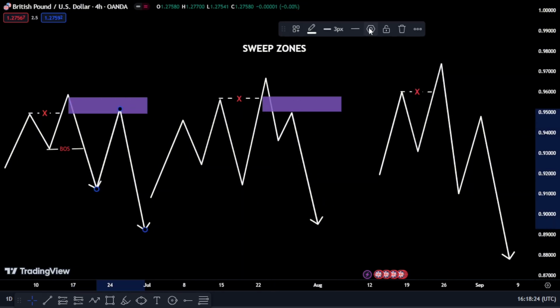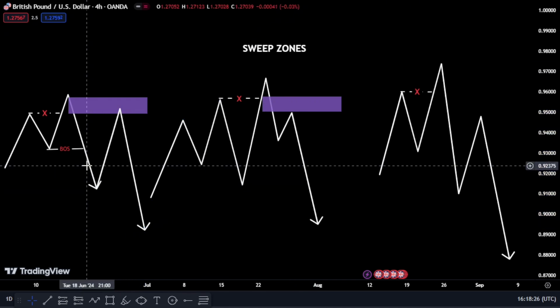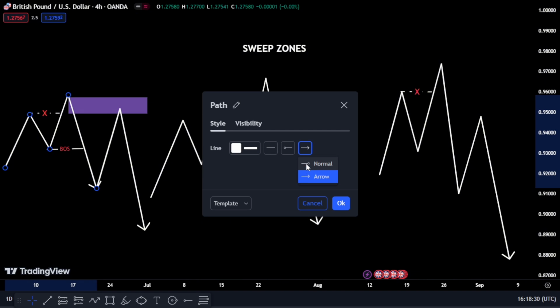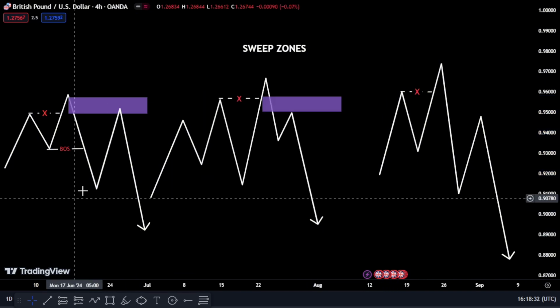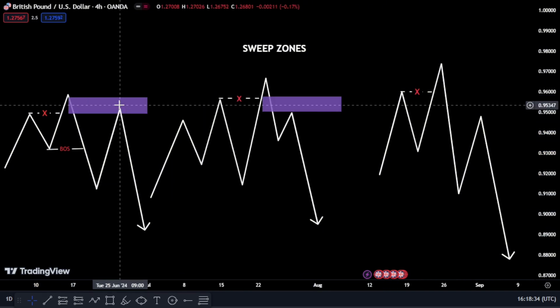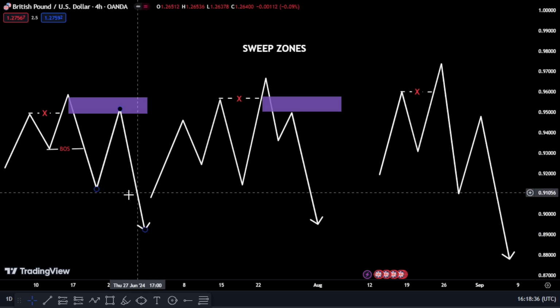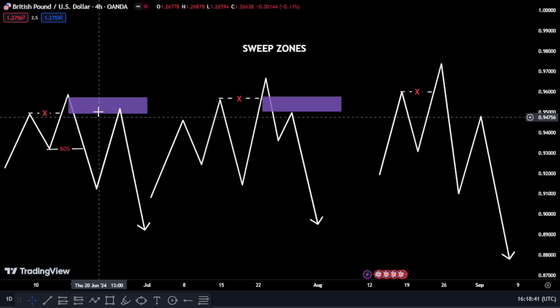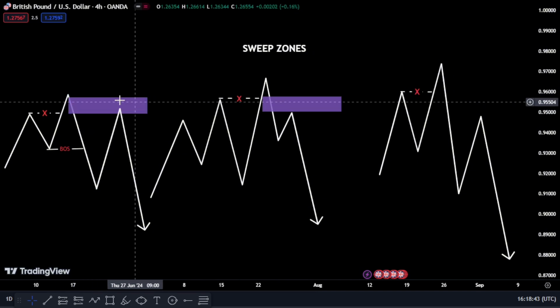So you don't want to be getting yourself stopped out. You don't want to be getting trapped. You don't want to be losing trades consistently. So you spot that, you wait for that, and then you get your entries, and then you sell to the downside. This is one way which I use, but this is not the strongest.